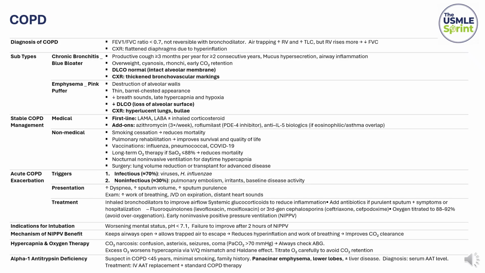Remember the young or non-smoking patient with emphysema. This could be alpha-1 antitrypsin deficiency. These patients develop panacinar emphysema in the lower lobes and may also have liver disease. Diagnosis is by measuring serum alpha-1 antitrypsin levels. Treatment includes intravenous supplementation and standard COPD medications.